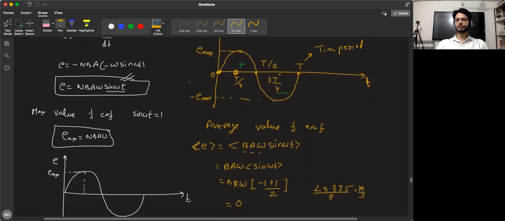Written, everyone? But this is not alternating current. Yes, this is alternating EMF. This is the source of alternating EMF. Yes, sir. That's why I wrote this is the principle of AC dynamo.